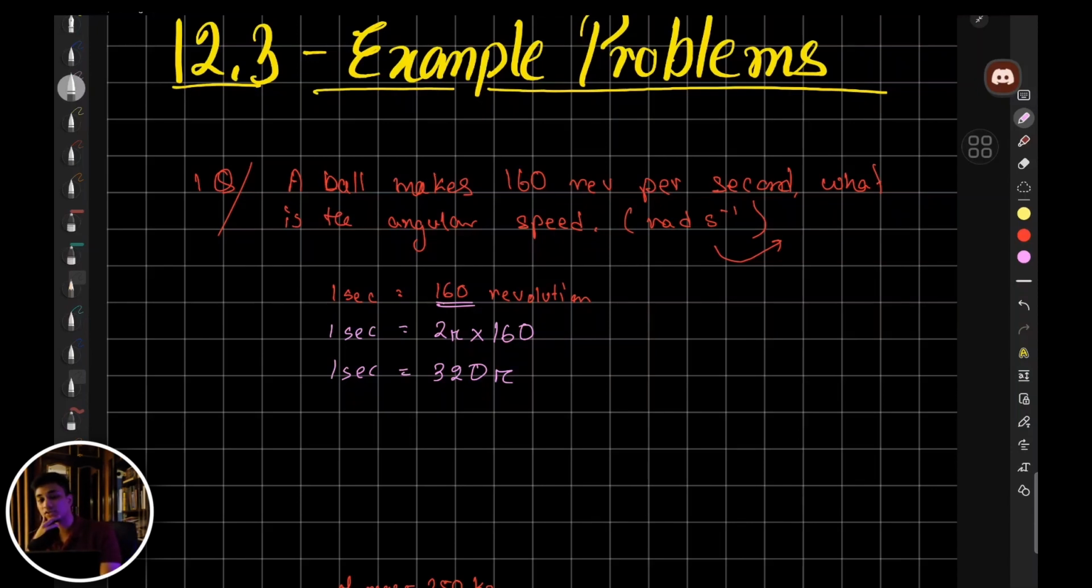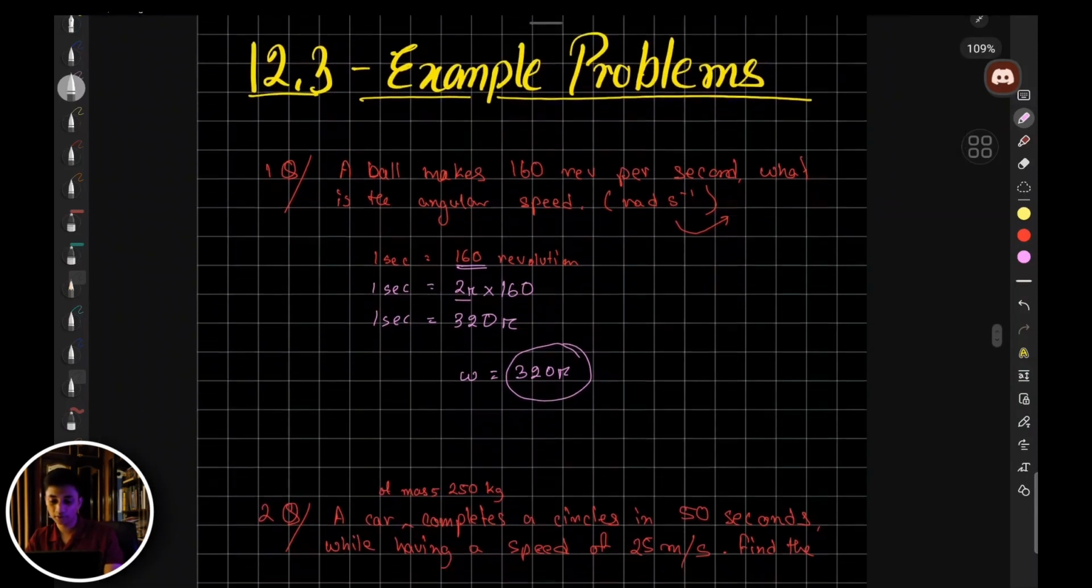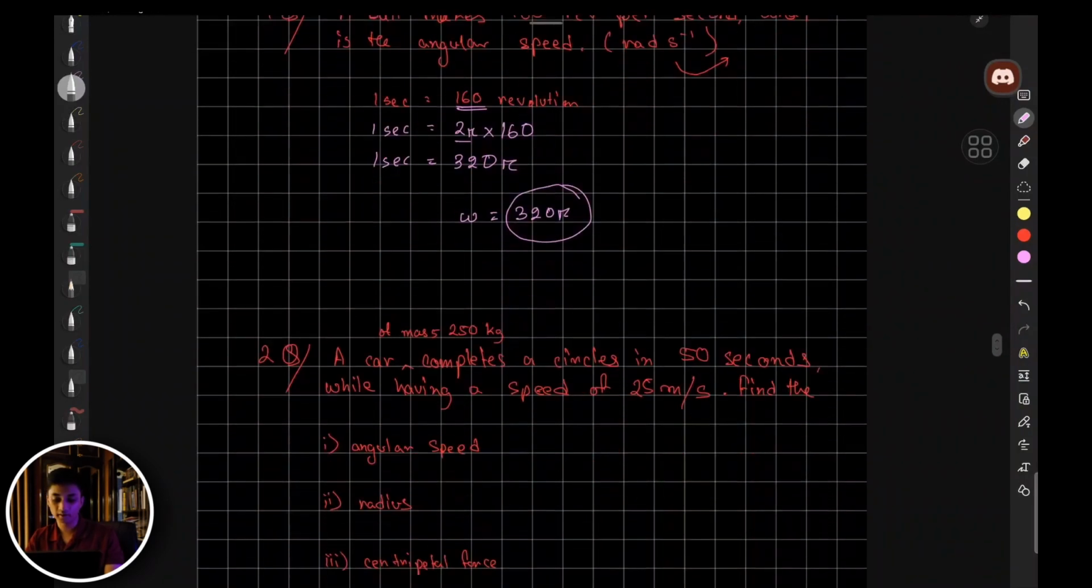Therefore, what is the angular speed? The angular speed, or omega, is going to be 320 pi, because every second, it's going around an angle of 320 pi. So if it's doing 160 revolutions, we are multiplying it with the entire angle, or 360 degrees or 2 pi. We're always going to calculate in radians. So 160 times 2 pi, we're getting 320 pi rad per second. Okay, it's basically a unitary method.